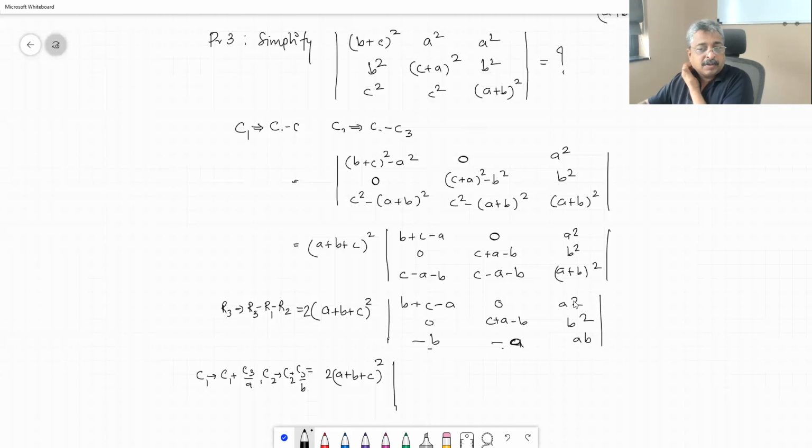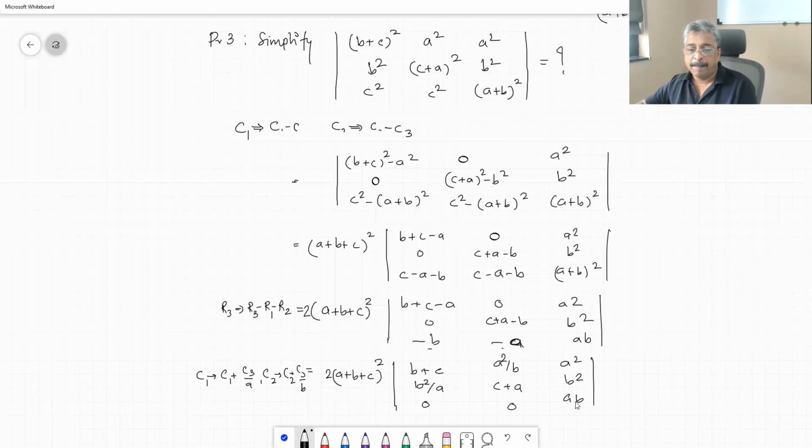The column 3 by a is to be added, so it becomes b plus c. This is b square by a to be added over here, so b square by a, and b is to be added here, so it is 0. Second, divide by b and add, so it is a square by b, divide by b and add, it is c plus a, divide by b and add, this is 0, a square, b square, ab. Okay, now it is doable using this entry.